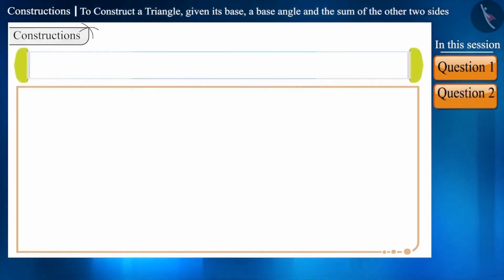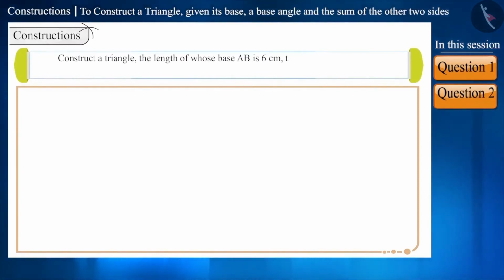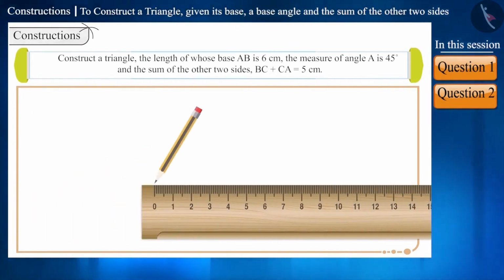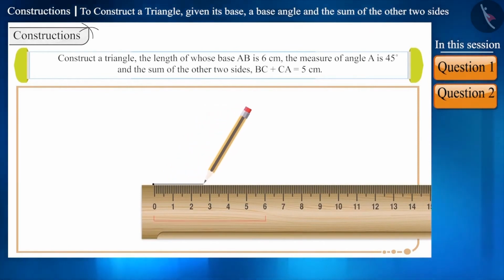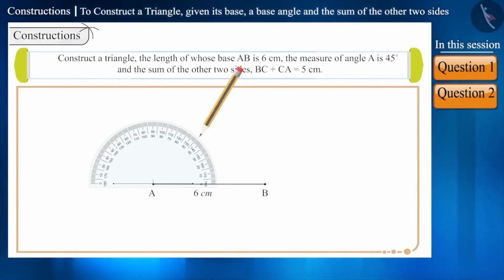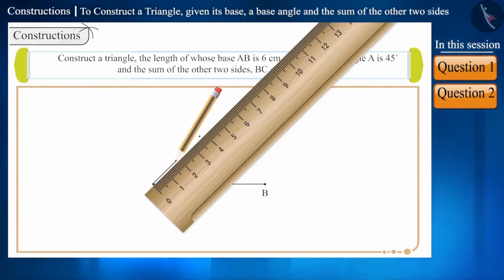Now let's look at this question. Construct a triangle, the length of whose base is 6 cm, the measure of angle A is 45 degree and the sum of the other two sides BC plus CA is equal to 5 cm. Step 1. With the help of a scale, let's draw a line segment AB of length 6 cm. Step 2. Now by making an angle of 45 degree on line segment AB, draw a ray AX.